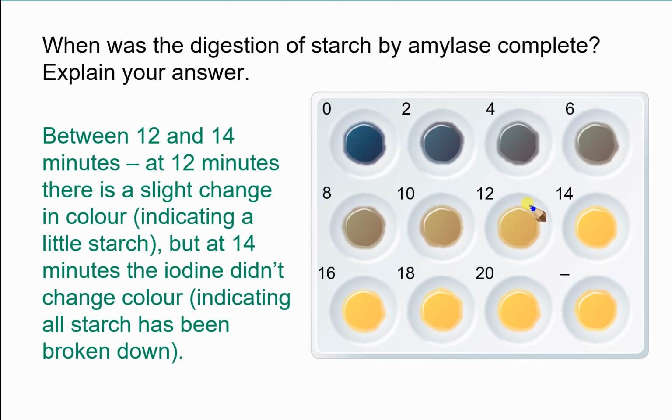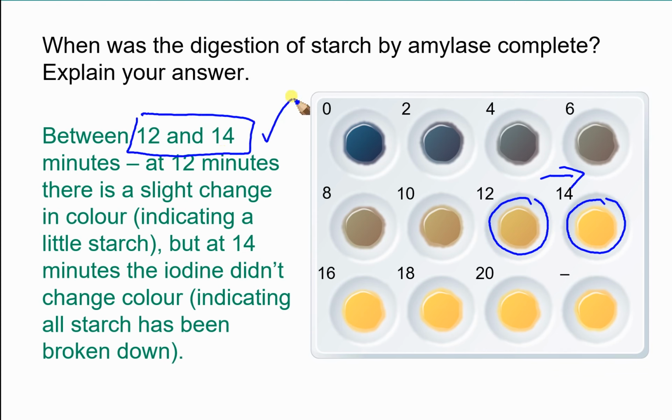So it's a time-based experiment. You can see here the 12 and 14 dimples. At 14 there is no change in color, and after 14, at 16, 18, 20, there is no change in color of the iodine solution. So we can conclude from this experiment that 12 to 14 minutes is the time sufficient to bring the change in the color of the iodine.